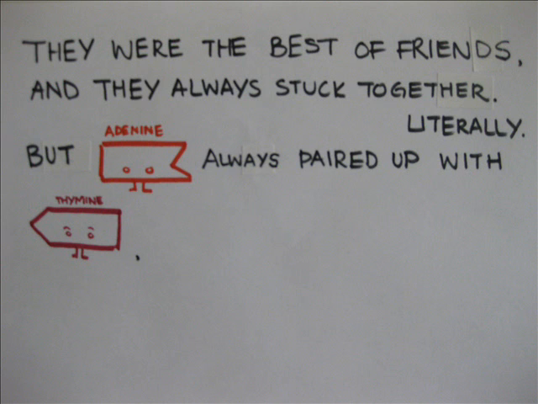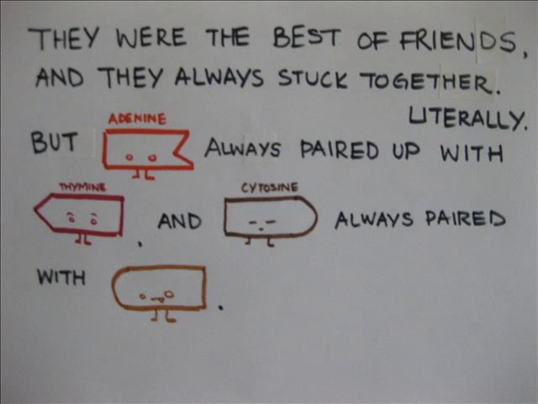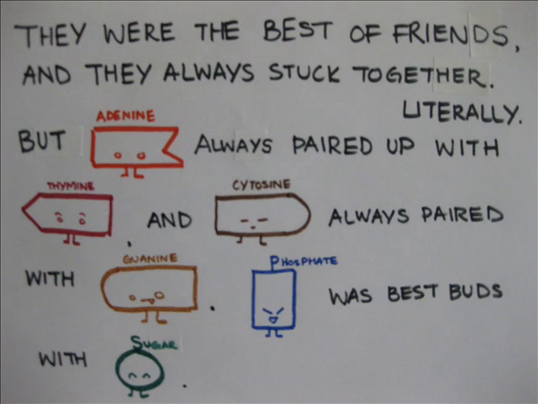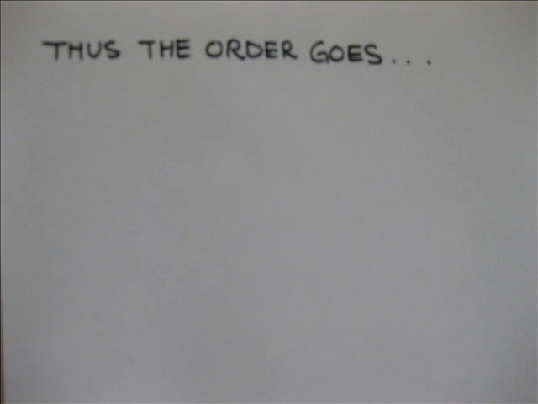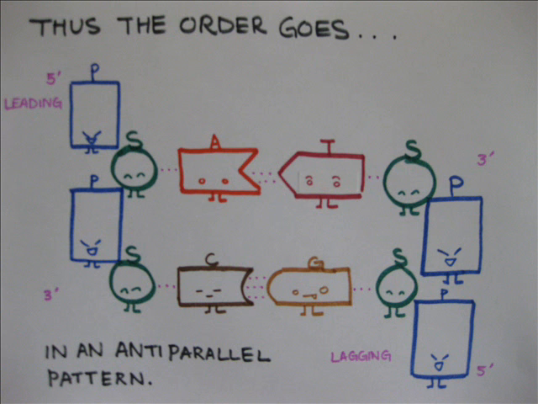But adenine always paired up with thymine, and cytosine always paired up with guanine. Phosphate was best buds with sugar, and they're known as complementary pairs. Thus the order goes: in a 5' to 3' direction, the leading strand with the phosphate, in an anti-parallel pattern.